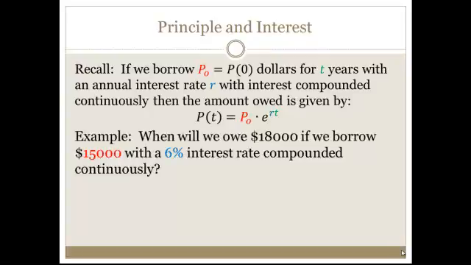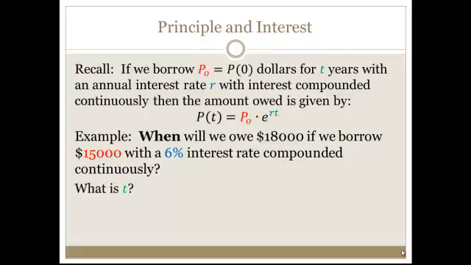In our next example, we want to know when will we owe $18,000 if we borrow $15,000 with a 6% interest rate compounded continuously. The word when is asking, what is t? Building our model, we get that P of t equals 15,000 times e to the 0.06t. But on the other hand, we are trying to figure out when P of t equals $18,000.